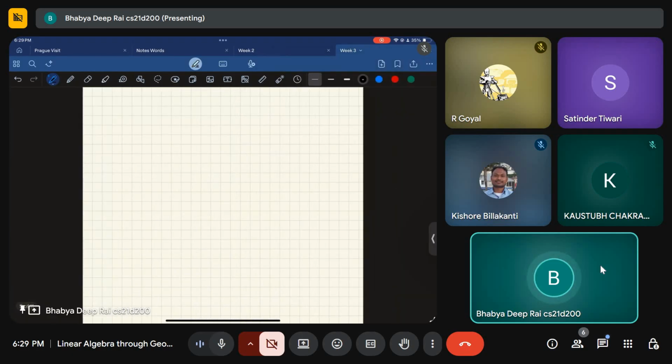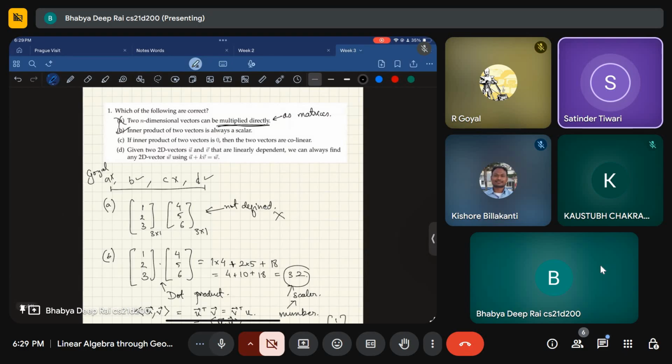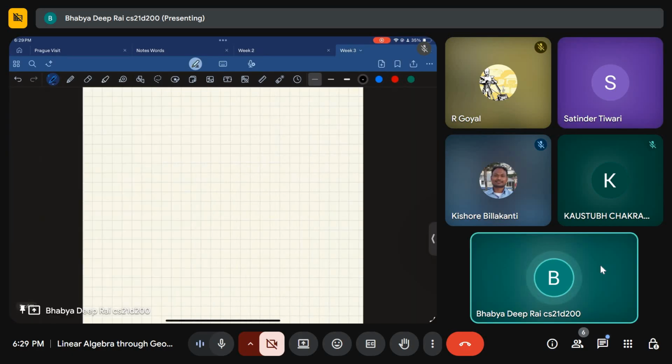I think you may have seen the formula: cos theta equals the inner product of u and v divided by the norm of u times the norm of v. If the inner product is 0, it means the two vectors are orthogonal. Now notice, I'll come to that later, but the denominator is always positive.